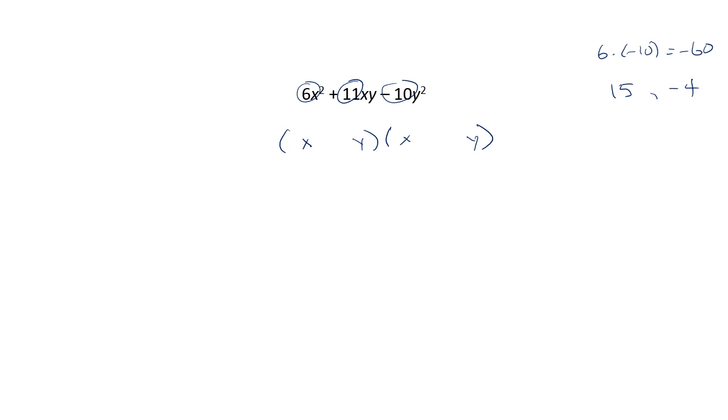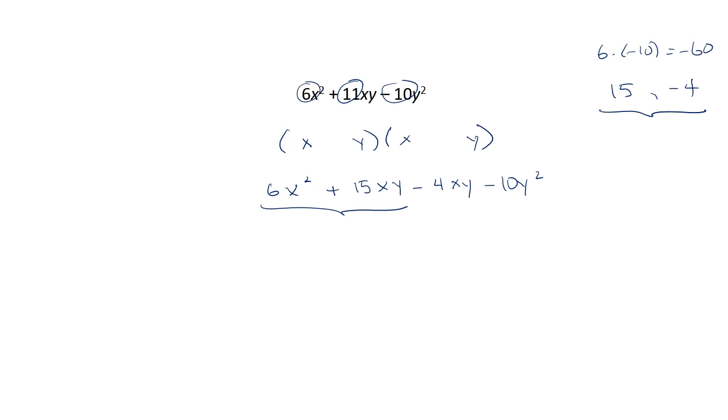So now I'm going to use our quadratic factoring method. I'm going to make this 6x squared plus 15xy minus 4xy minus 10y squared. The 15 and the minus 4 came from my two numbers here. All right, now let's see. How am I going to factor this? We've got four parts here, right? So we're going to factor this by grouping.